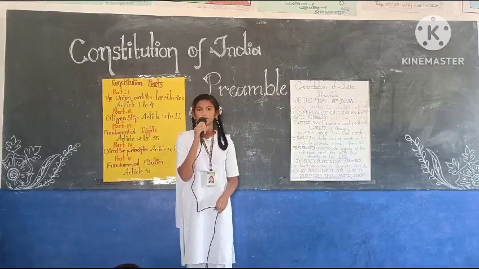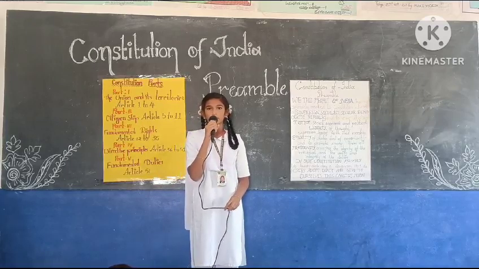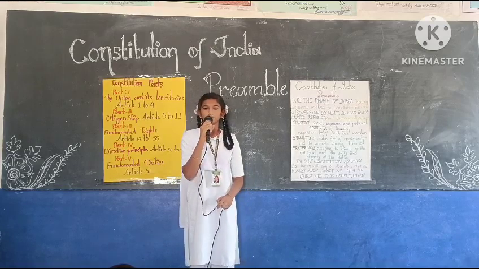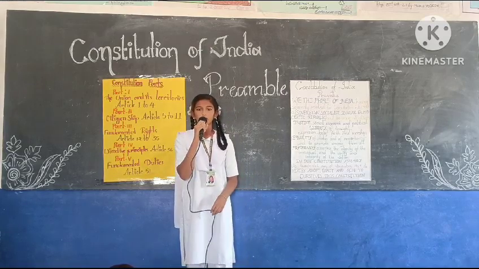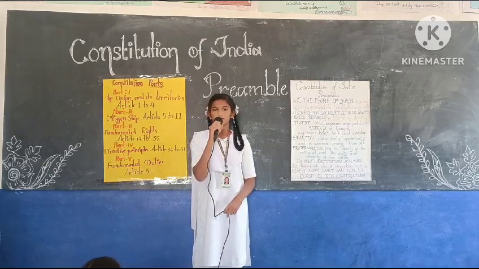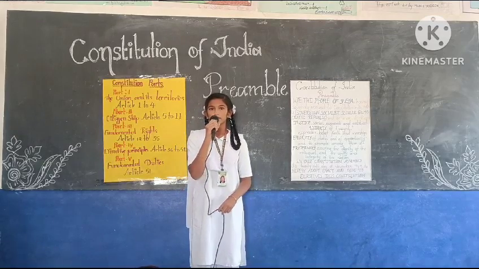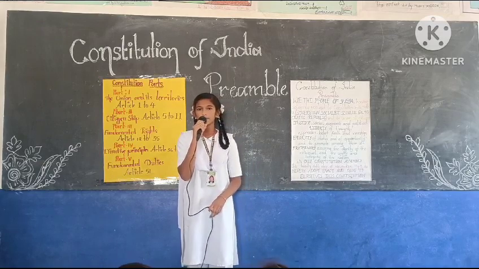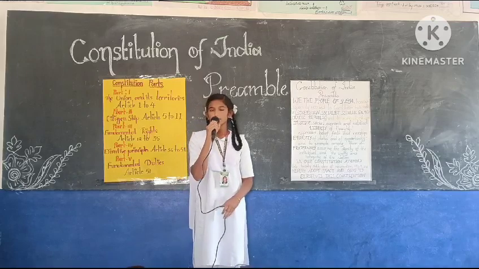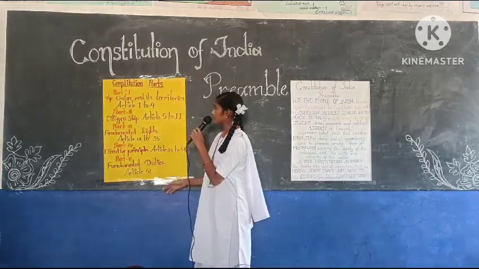In this preamble, it says that the powers of the government will be derived from the representatives of the people and the benefits will also be enjoyed by the people. So this is about other constitution preambles. And coming to the constitution parts, there are many parts in the constitution, but let me tell about 5 parts.